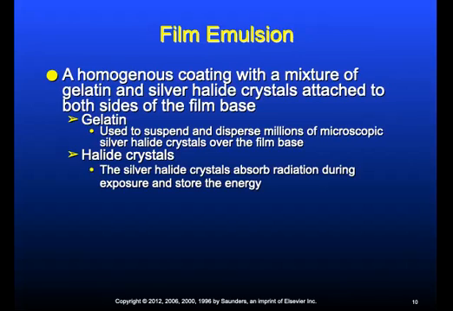Gelatin is used to suspend and disperse all of the microscopic silver halide crystals over the film base, and the silver halide crystals are what absorb radiation during exposure and store the energy. The reason why there are 2 emulsion layers on an intraoral film is this allows an image to be produced using less radiation. A halide is a chemical compound that is sensitive to radiation or light.